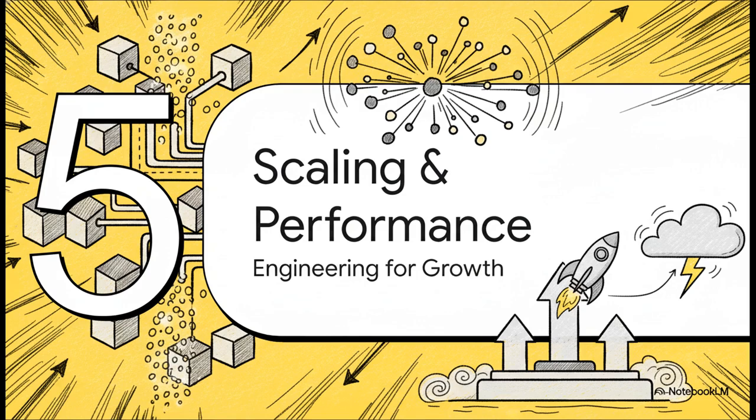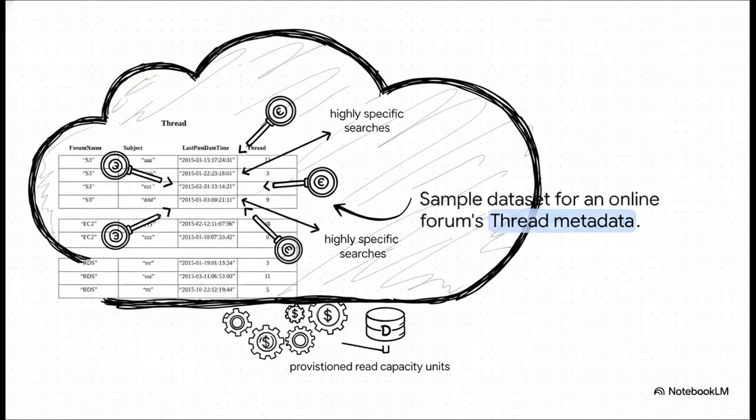Finally, Pillar 5, scaling and performance, engineering for growth. We've secured it, we've backed it up, now we have to handle massive data growth and traffic spikes gracefully without everything crashing down. Picture a massive online forum storing tons of thread metadata in Amazon DynamoDB. You need to run highly specific searches, stuff like finding subjects within a specific forum or a certain time frame, all while keeping your provisioned read capacity units and, more importantly, your AWS bill as low as possible.